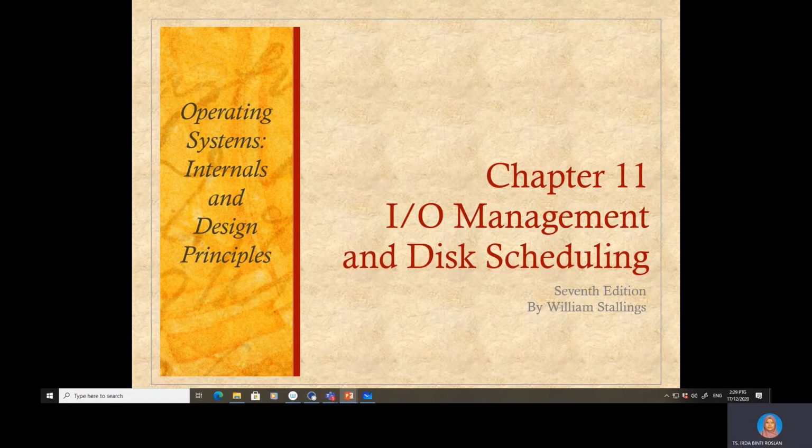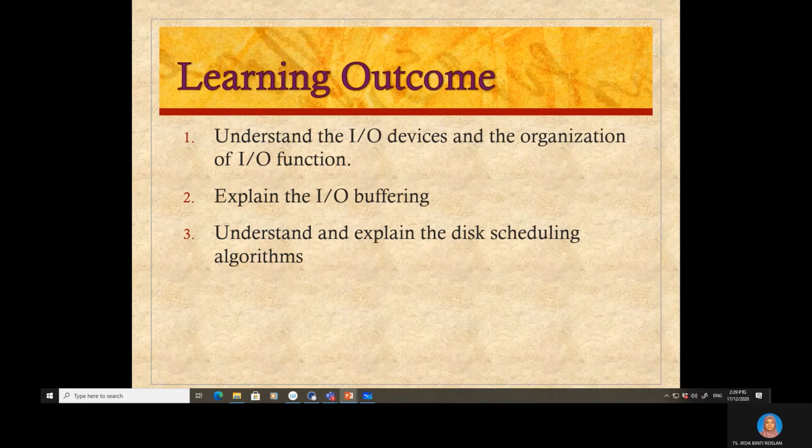Okay, for today we will cover input/output management and disk scheduling. So these are the learning outcomes for today's lecture. First, to understand the I/O devices and the organization of the I/O function. Second, to explain I/O buffering. And the third one is to understand and explain the disk scheduling algorithms.